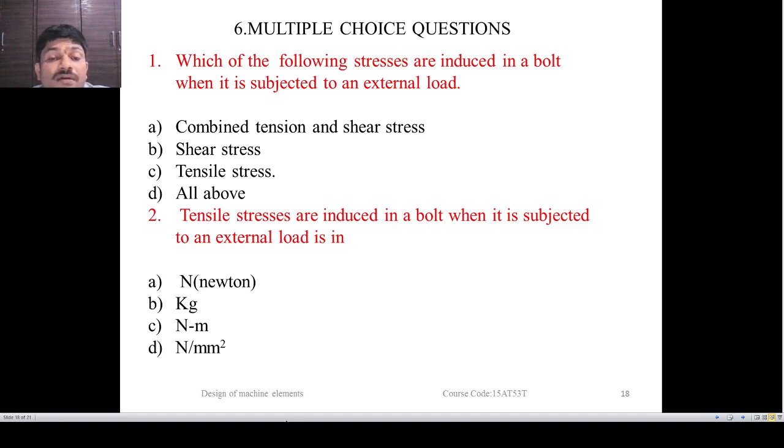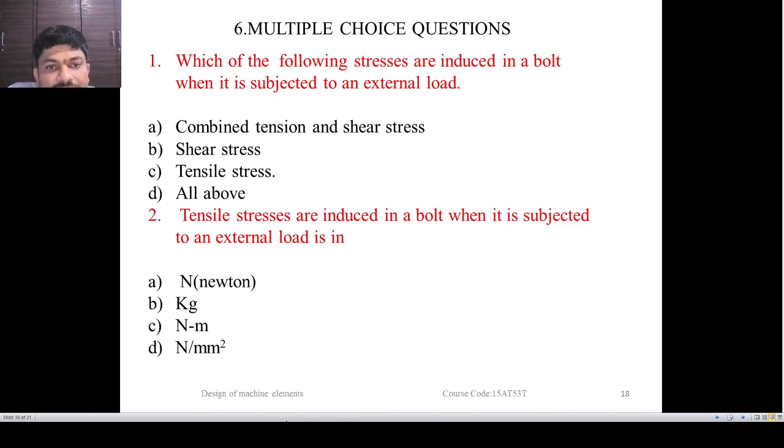In the beginning of this session, we were told that a number of stresses are induced in the bolts, based on which we design the screw threads, nuts and bolts. Here we consider tensile stress, shear stress, and combined tension as well as shear stress. So all the above stresses are considered for designing a nut and bolt or screw fastener.